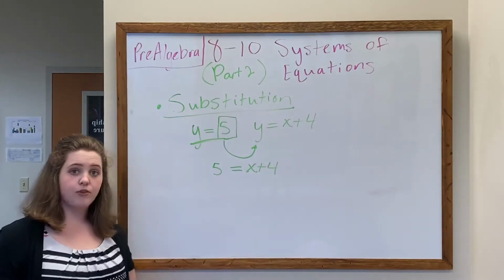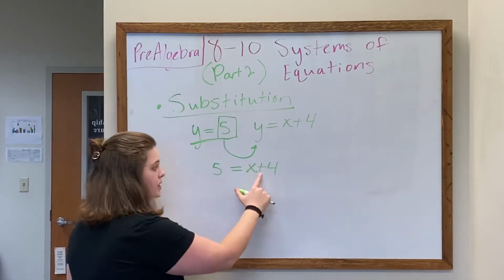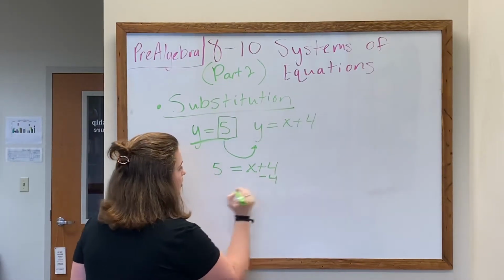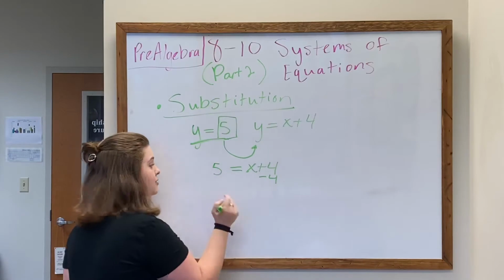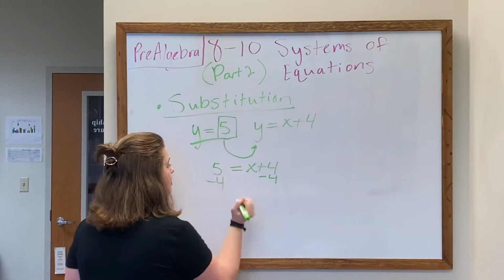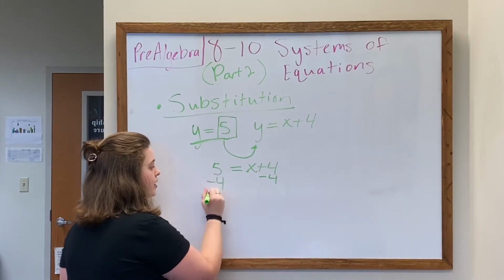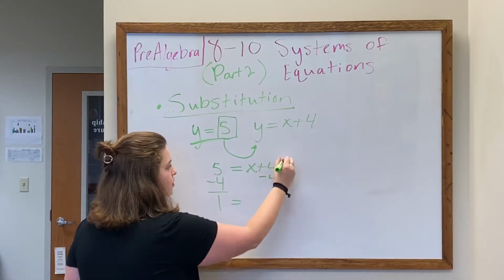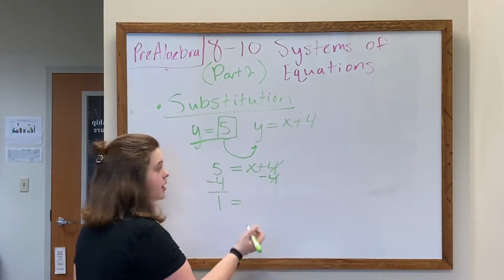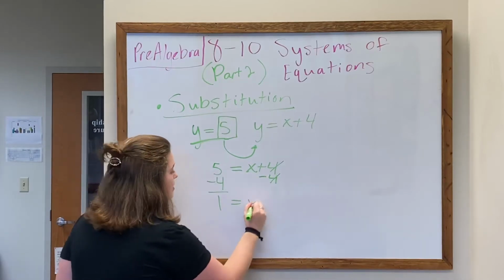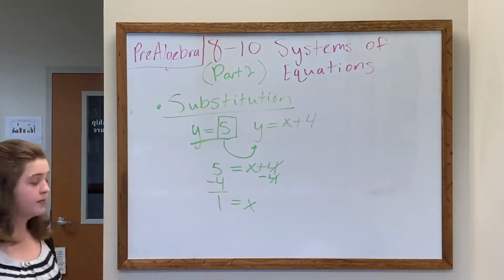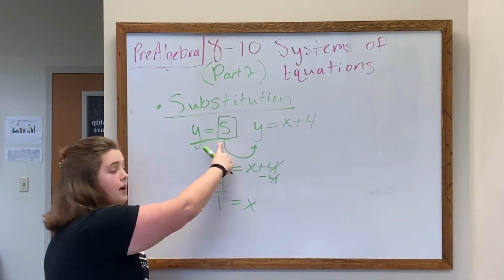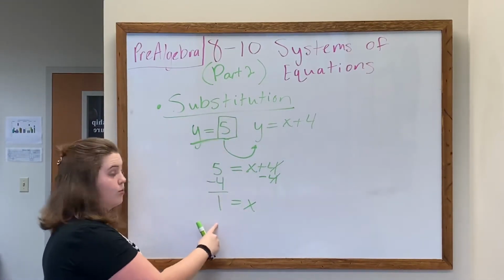And now I can solve for x. We have x plus 4, so to undo what's happening to x, I'm going to go minus 4. And if I do it to one side, I have to do it to the other side. So I get 5 minus 4 is 1. And this 4 minus 4 becomes 0, so it cancels out, and we bring our x down. So what we've learned here is that when y equals 5, x equals 1.